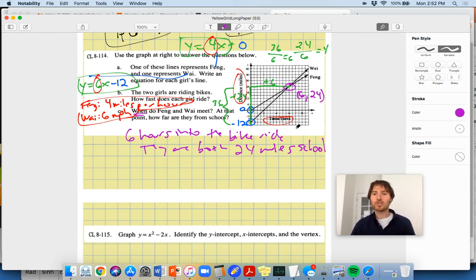So a better way of writing this question would be like, when are they the same distance away from the school? I mean, or they should have said they're going the same exact direction. When do they meet? When do they pass each other? There's your answer there.